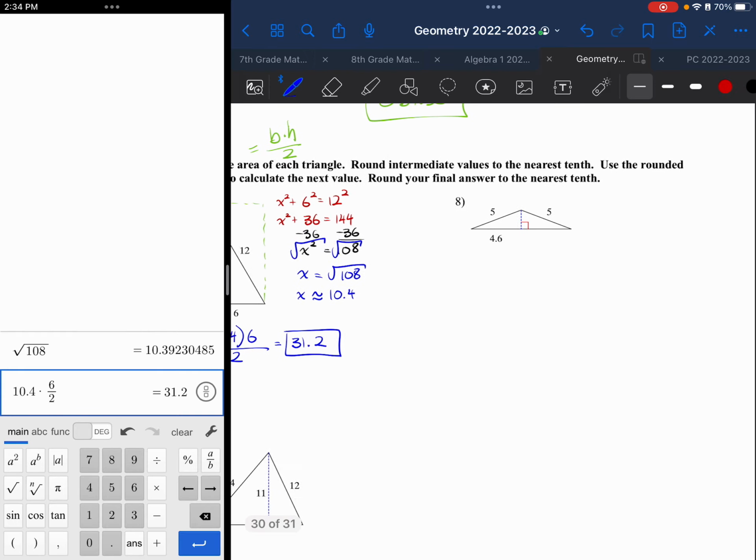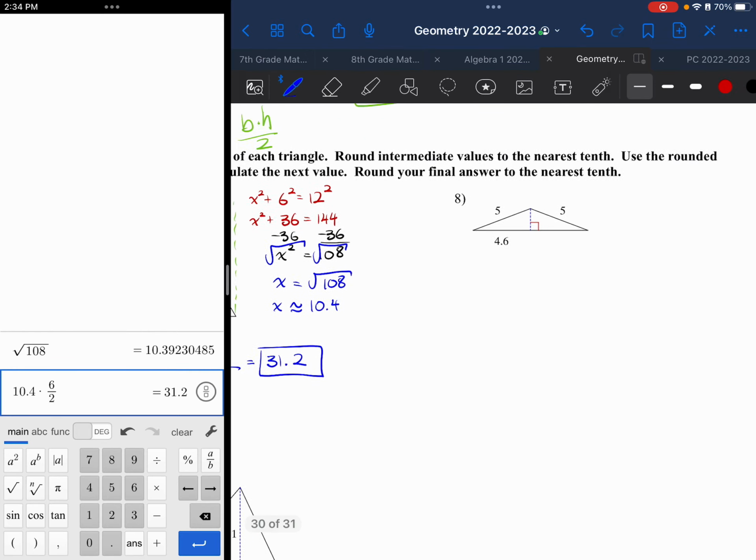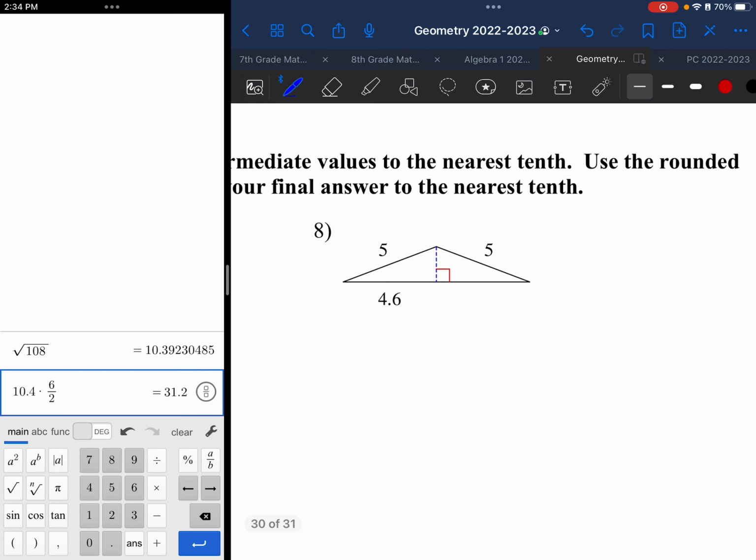All right, number 8. It's going to have a few more steps, and number 9 is going to have a lot more steps. I'm assuming that's how I try to set it up. All right, again, if I have base times height, then I'm done. I'm missing part of the base, and I'm missing all of the height. So I need to find those values. I'm just going to label them randomly. Let's call that one x. Let's call this piece only right there y, because I'll have to add y to 4.6 to eventually find stuff.